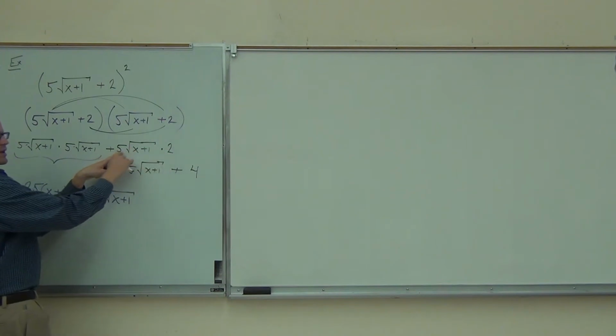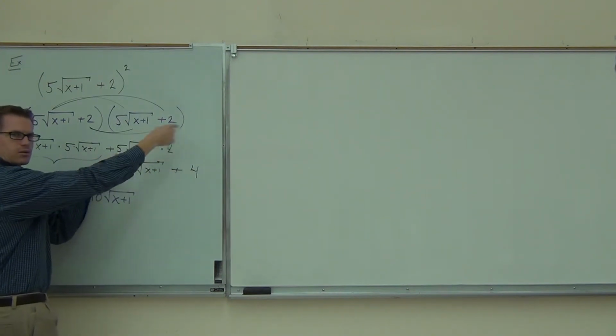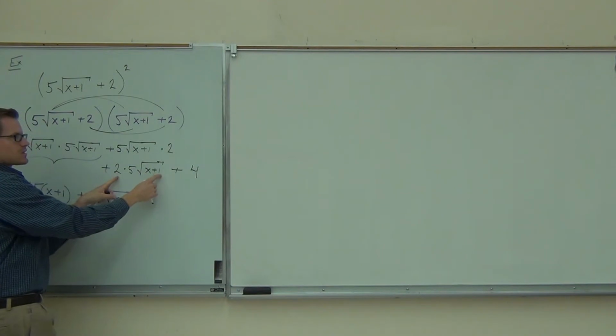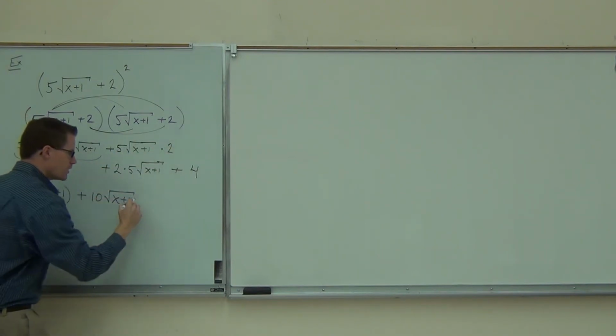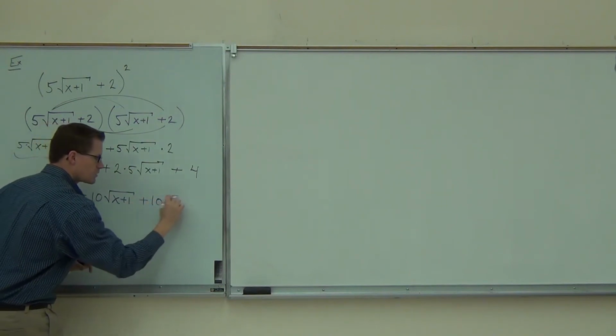Here, the 2 gets multiplied by the 5, there's no root here. It cannot go inside the root. Same thing happens here. It's exactly the same expression. I just have the 2 in front of my 5 instead of behind my root. So I get plus another 10 square root of x plus 1.